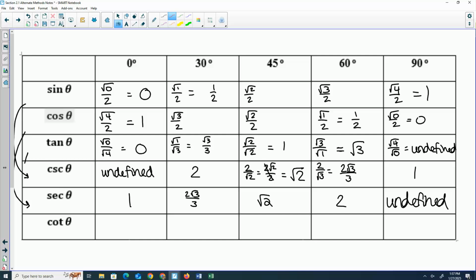And cotangent, reciprocal of tangent, so reciprocal of 0, undefined. Reciprocal of radical 3 over 3, this is square root of 3. Reciprocal of 1 is 1. Reciprocal of radical 3, radical 3 over 3. And reciprocal of undefined is 0.